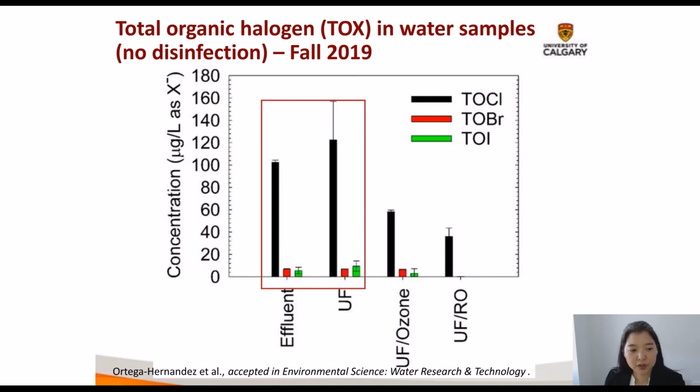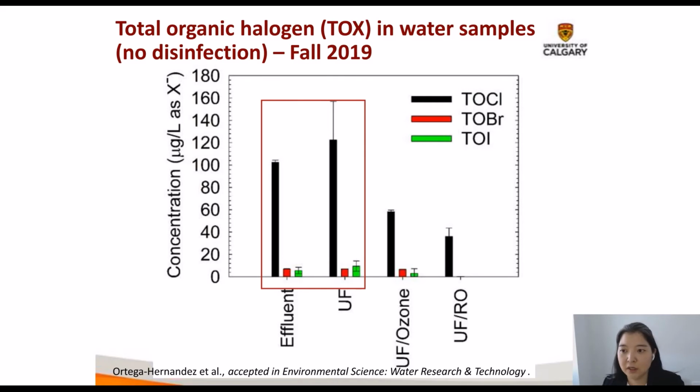So those were the target DBPs that we quantified, but we also wanted to know what other organic halogen compounds were contained in these waters. And so we also analyzed it with a total organic halogen method that can quantify any organic molecule that has a halogen attached to it. And so we do observe that these numbers are much higher. Previously they were in the low nanogram per liter levels, but these are on micrograms per liter levels.